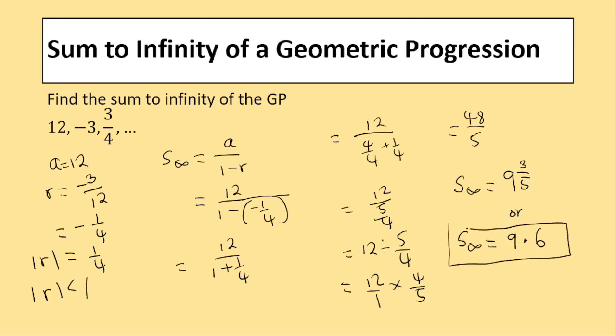Okay. So that is how we find the sum to infinity of all the GPs using the formula. I hope this has been very helpful to you and you'll use it to practice on more questions.